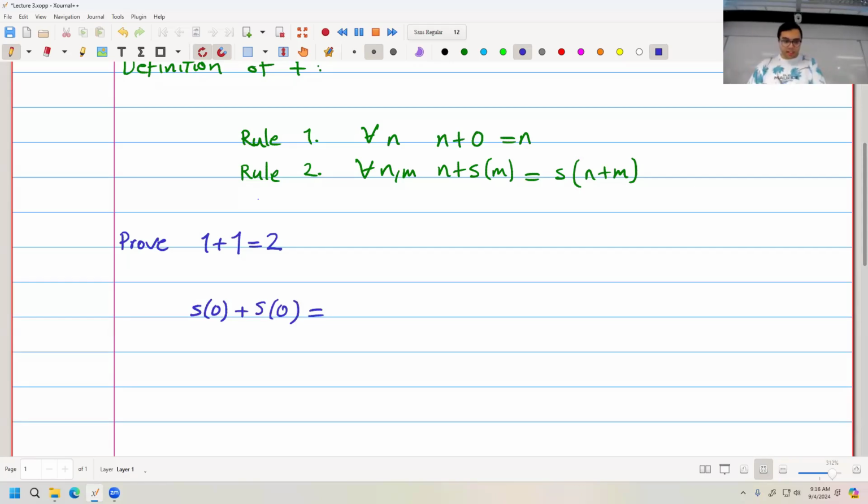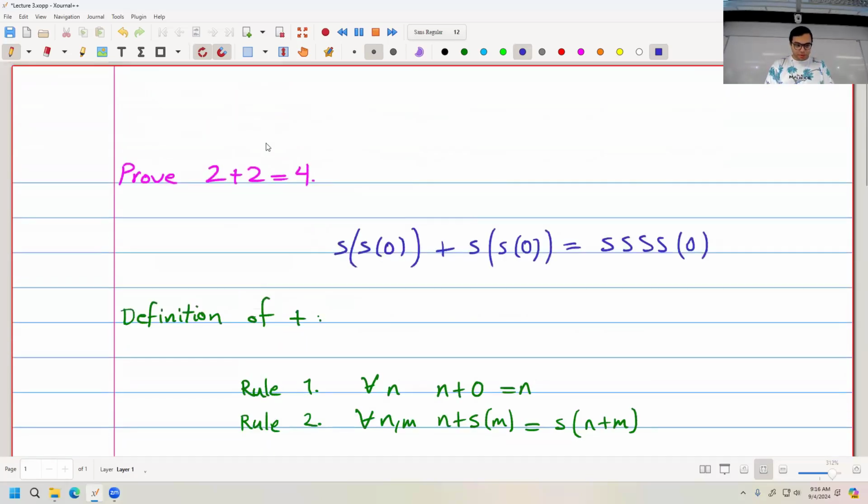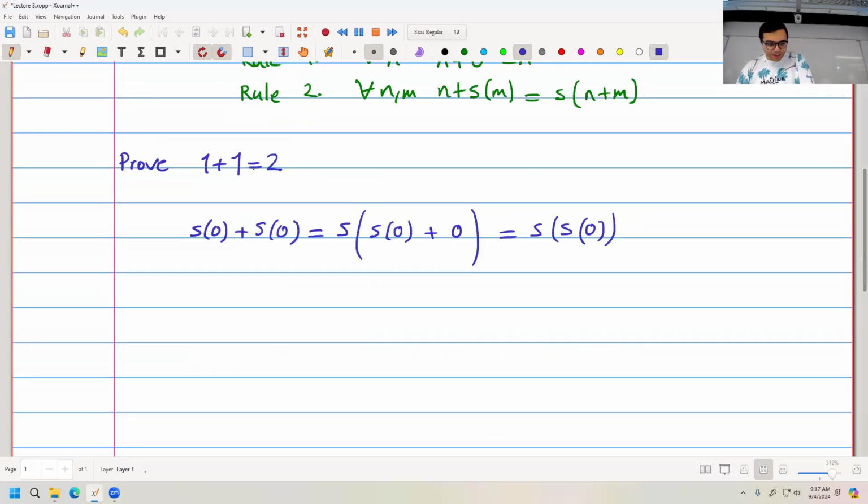Now, which one of these rules can I apply? I can apply the second rule. So I can say that this whole thing is the successor of 0 plus 0. But now I can apply rule 1, and I can say that successor of 0 plus 0 is just successor of 0. So this whole thing is equal to successor of 0, which is what we call 2. Now let's go back to 2 plus 2 is 4. This is exactly the same thing. It's just a little bit longer.